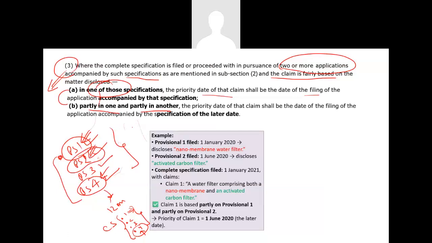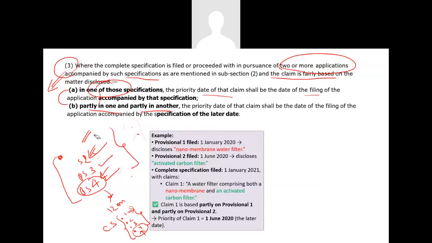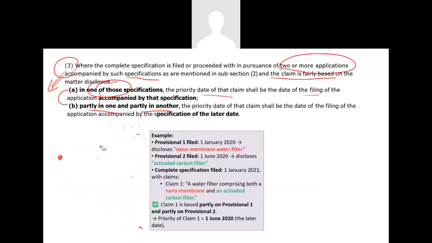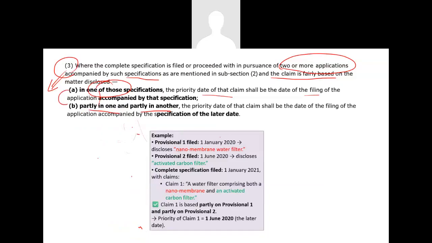Just say, for example, consider that, let me first delete this one so that there is no confusion. So I just delete this one and take you through the illustration. It says that, let's say, provisional patent application 1 was filed on 1st Jan 2020 and it covered the subject matter nanomembrane water filter. Then provisional 2 was filed which covered activated carbon filter as a subject matter.